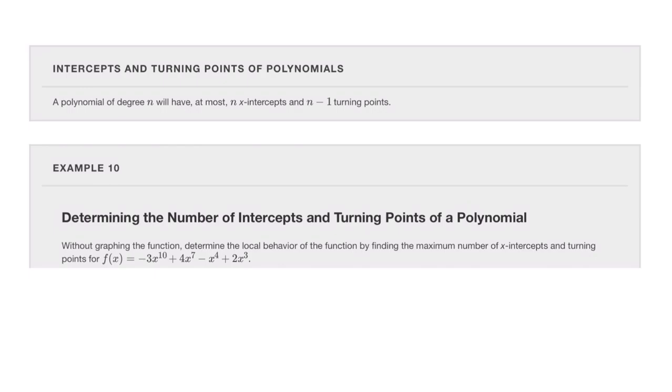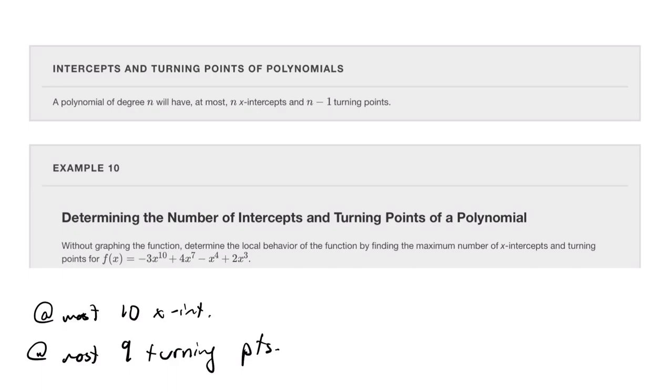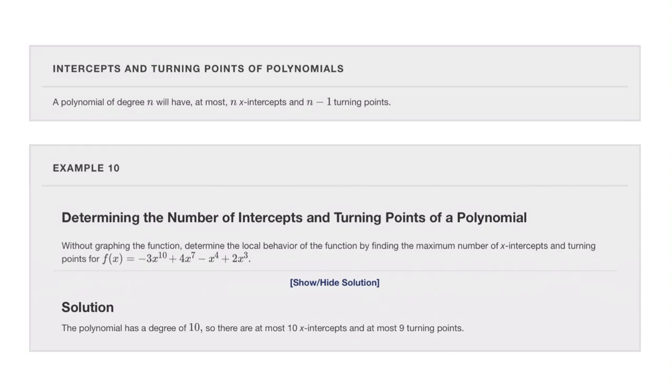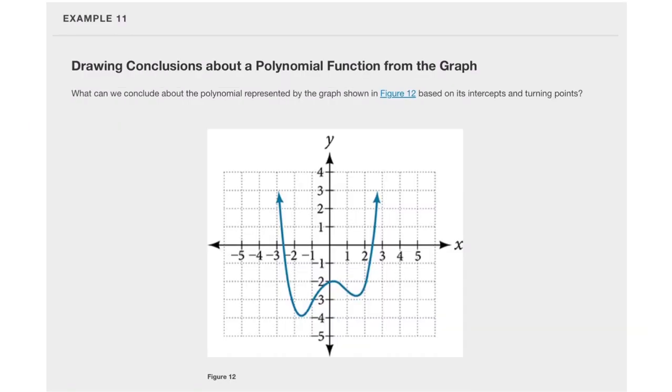So we have at most 10 x-intercepts, and then at most 9 turning points. Now you're not guaranteed all of these, but you know that you're not going to have more than that. There's a degree of 10, so there are at most 10 x-intercepts and at most 9 turning points. Okay, we're almost there.